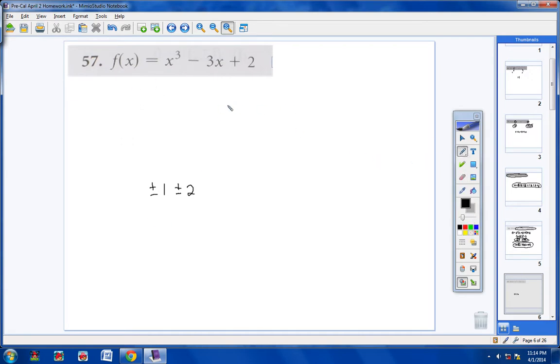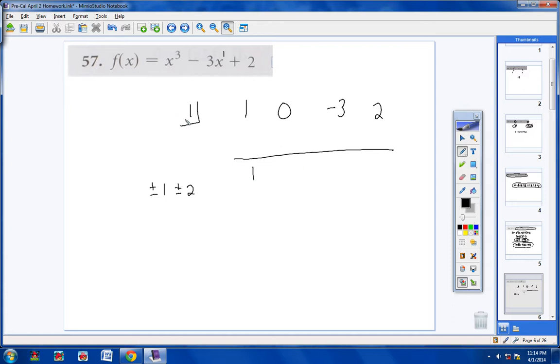Do you remember how to do that quickly? First of all, we use synthetic division. So my third degree coefficient is 1. My second degree coefficient is 0. My first degree coefficient is negative 3. And my constant term is 2. Let's test positive 1. I'm going to put a positive 1 right here. And watch how fast I do this. Okay, students, it takes seconds.